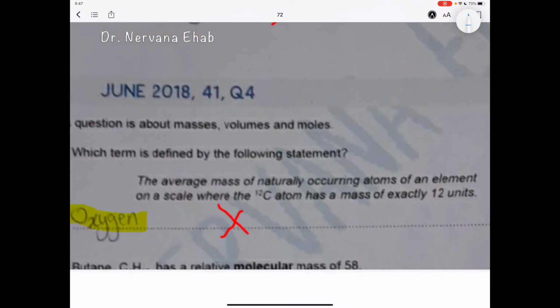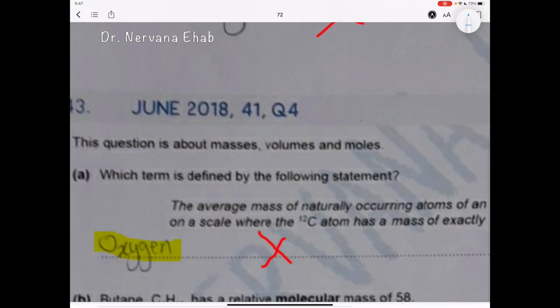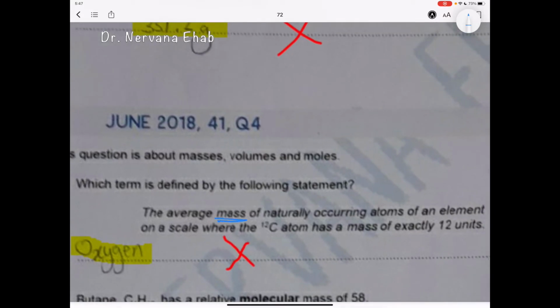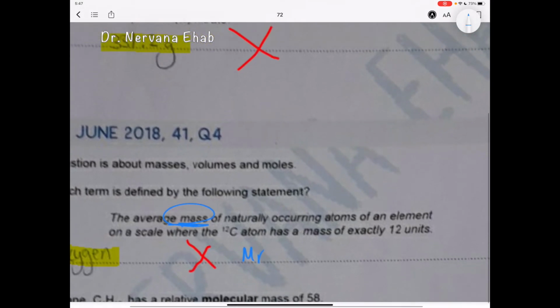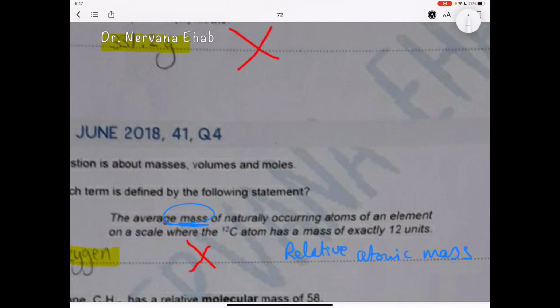Now, a very common question here also, it says which term is defined by the following statement. It says the average mass of naturally occurring atoms that are compared to carbon-12, and this is simply the MR, or the relative molecular mass. I don't want you to write MR. I actually do want you to write the full name, which is relative atomic mass. This is the average mass that's compared to carbon-12.